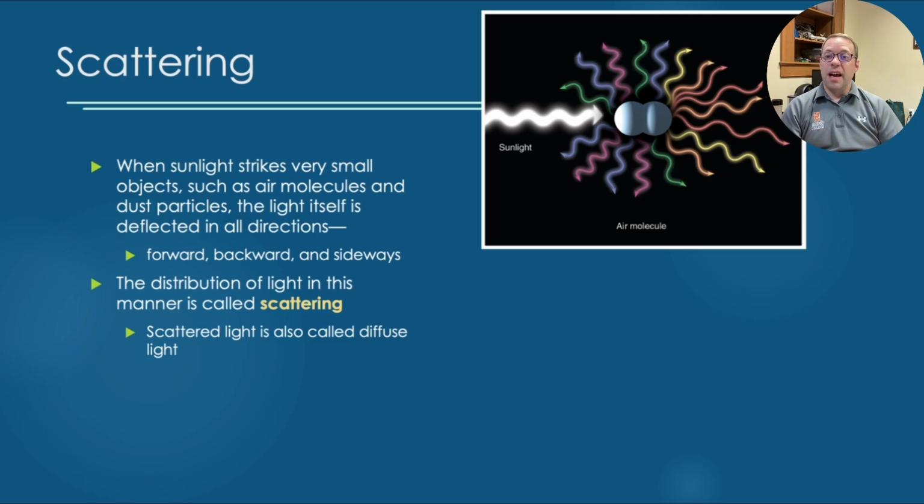Now, scattering happens when a light wave strikes a small object, such as a molecule or a dust particle, and it causes the light to bend. How much the light will bend depends on the wavelength of the light. The longer wavelengths, such as red and orange, are not affected much at all, and so they end up essentially moving straight forward. The shorter wavelengths, such as the blues and the purples, are scattered sideways. So the light comes in, hits that molecule, and scatters off to the side.